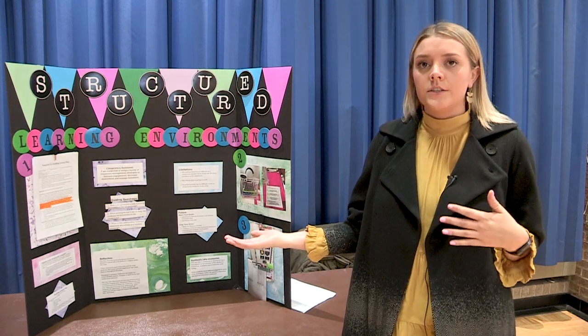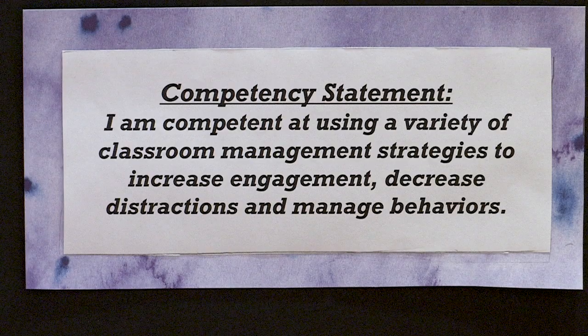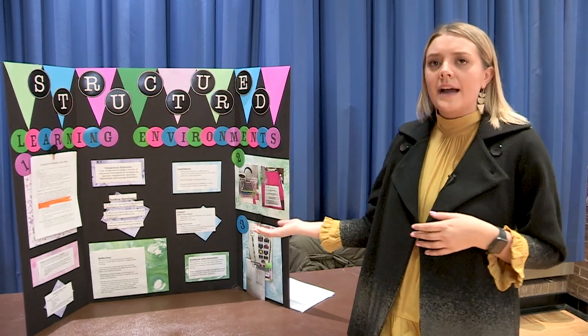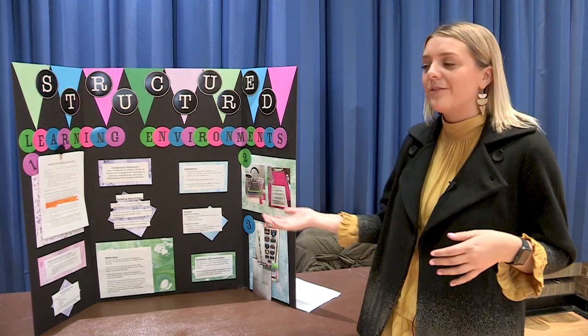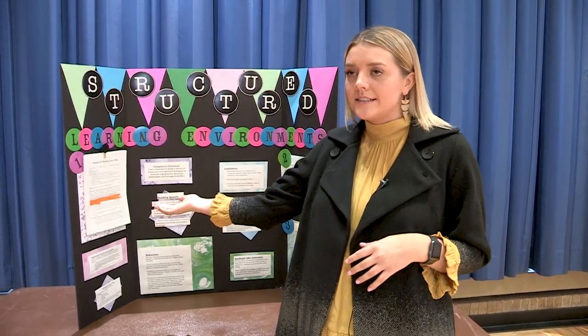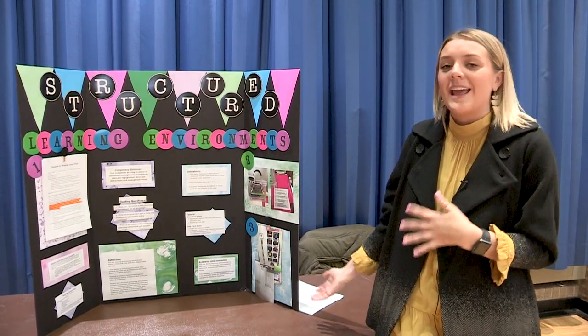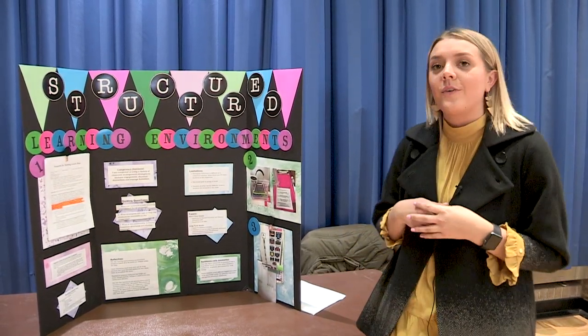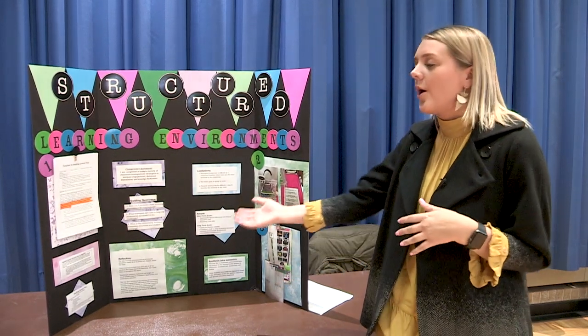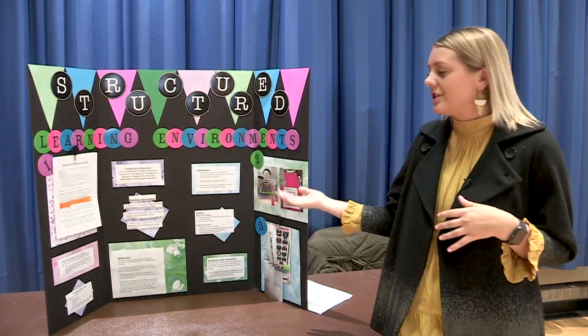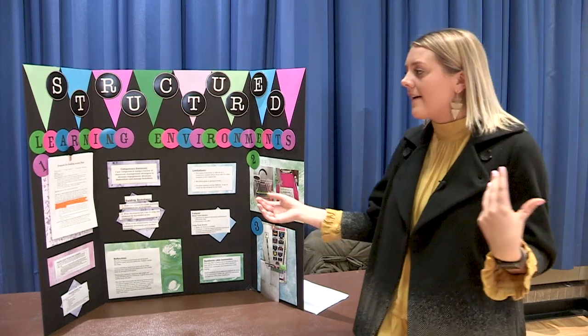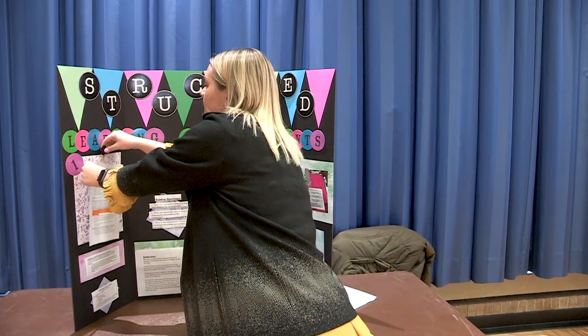So that then led me to my competency statement, which is: I am competent at using a variety of classroom management strategies to increase engagement, decrease distractions, and manage behaviors. I will come back to that throughout my presentation. I will first go over when I was incompetent, to when I was approaching competency, and to how I am now competent. Then I will synthesize my project, and go into my reflection, limitations, and future. So my first piece of evidence is a reading lesson.